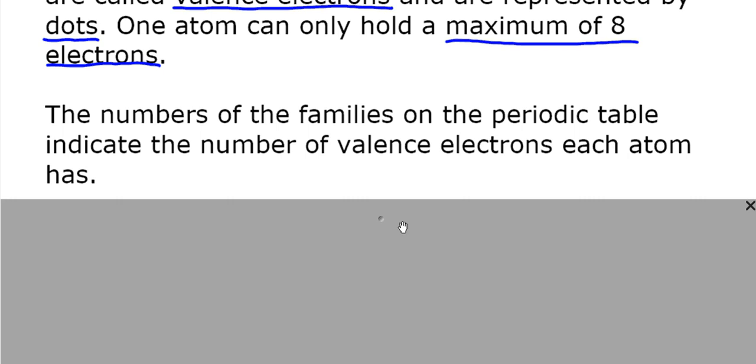How do you figure out how many electrons go in a diagram? Well, this is where your knowledge of the periodic table comes in. You're going to take the numbers of the families, those are the columns on the periodic table. You're going to look at them and they're going to tell you how many valence electrons an atom has, and then we're going to put them in our diagram.